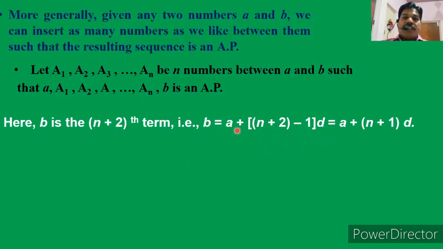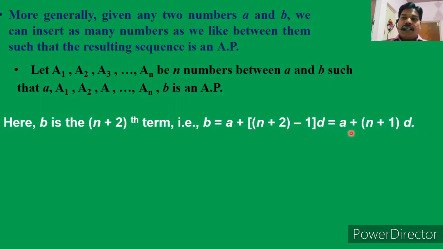If nth term is a plus n minus 1 into d, but b is the n plus 2th term, so this is nothing but a n plus 2 actually. So b can be written as a plus n plus 2 minus 1 into d. So n plus 2 minus 1 will become n plus 1. So b value is a plus n plus 1 into d.